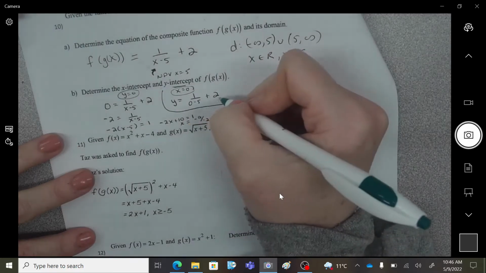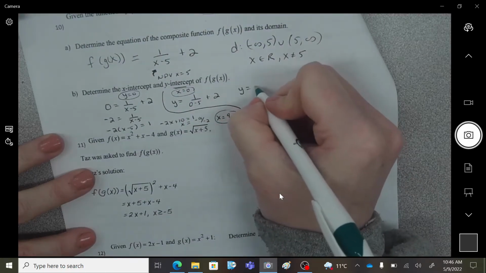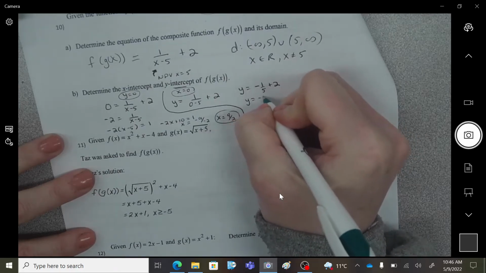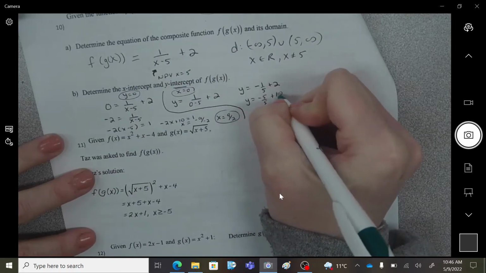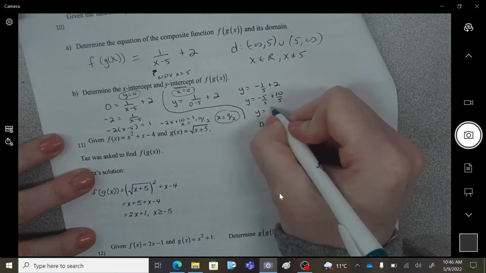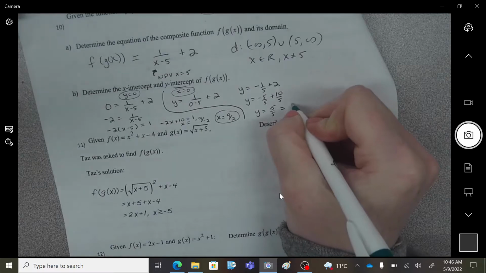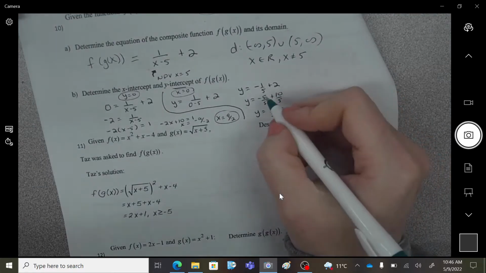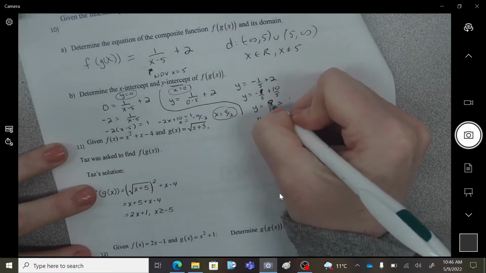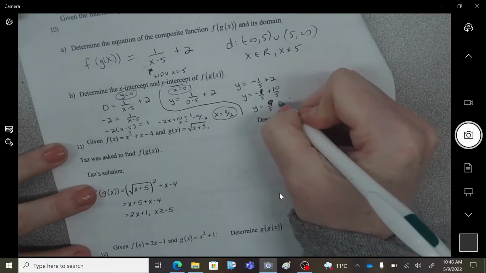And this y equals negative 1/5 plus 2. So I'm going to make this a 10 over 5. So y equals 5 over 5, which, hold on, why did I change this to a 5? There we go. 9 over 5. And that's it.